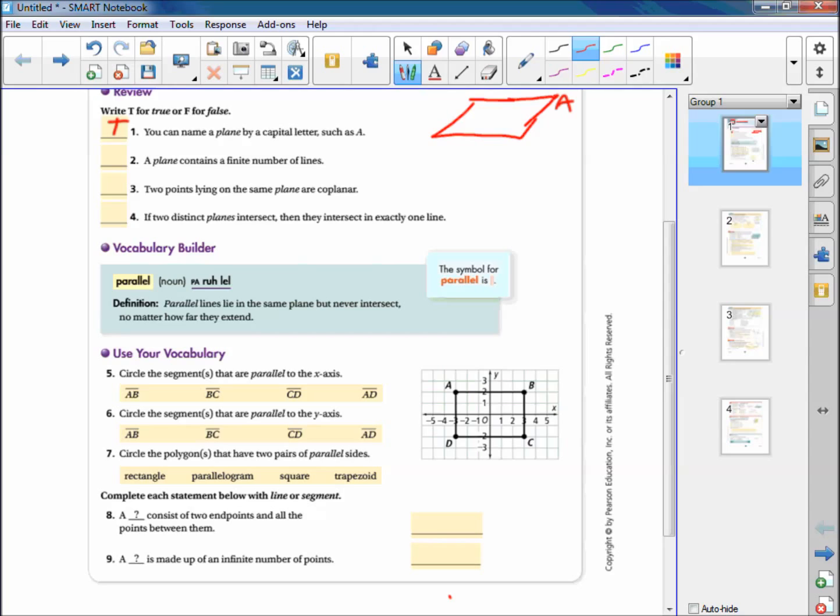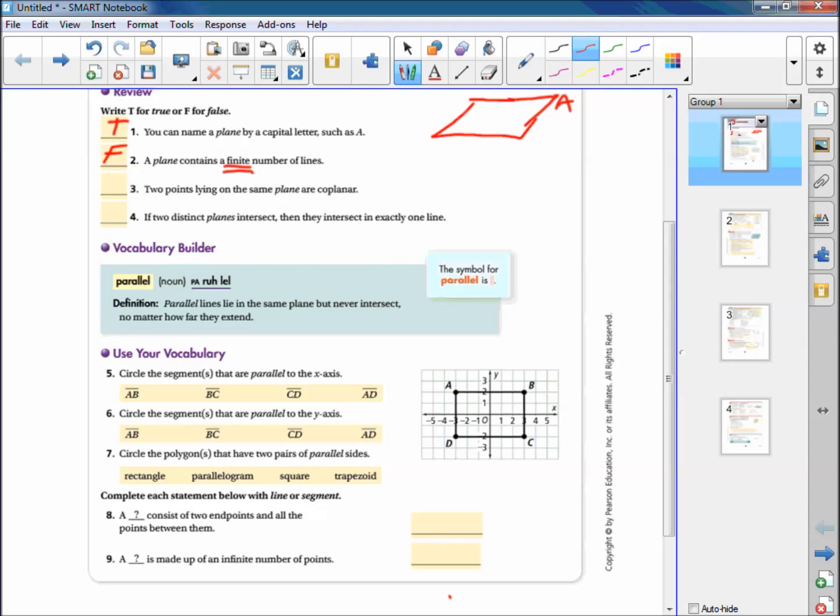All right, number two, a plane contains a finite number of lines. So that means something that's less than infinite. So maybe 12 or 2,000 or 2 million, but not an infinite number. And this is false because every plane contains an infinite number of lines.